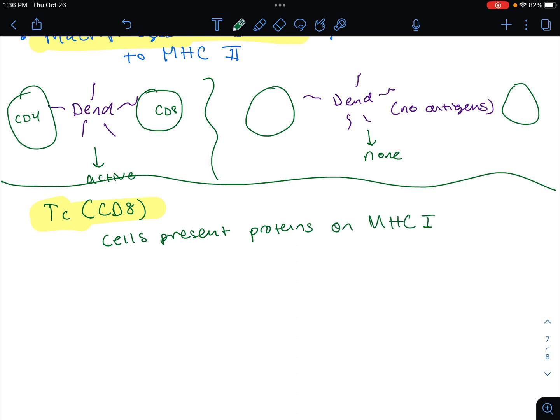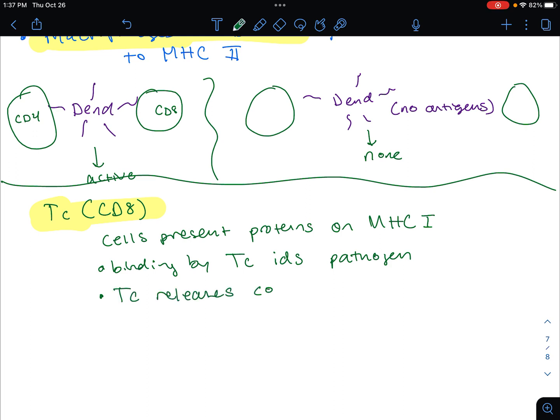So they have things like granzymes, proteases, cytotoxins, proteins that put holes in the membrane of that cell. And this works with things that are affected by viruses. It also would be a response against that cancer cell too.